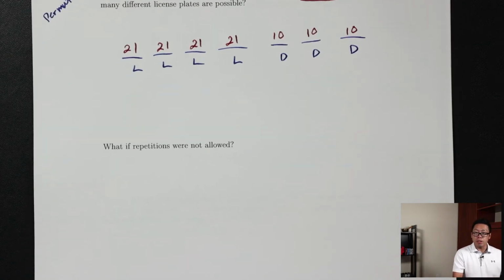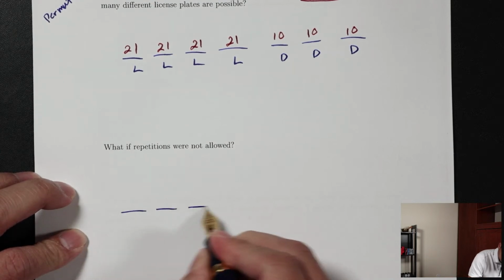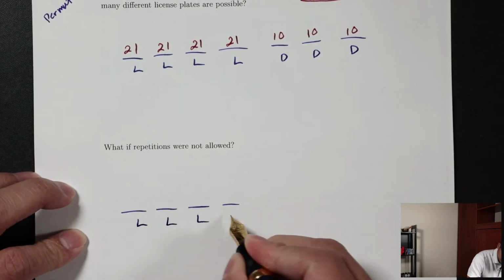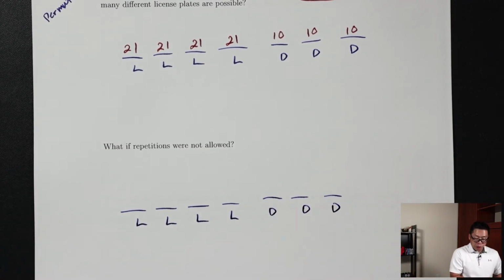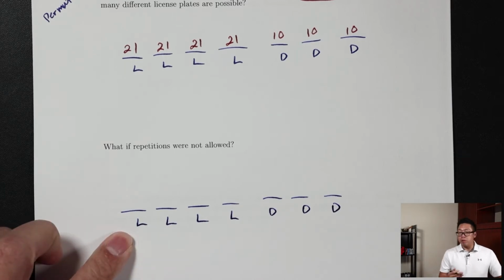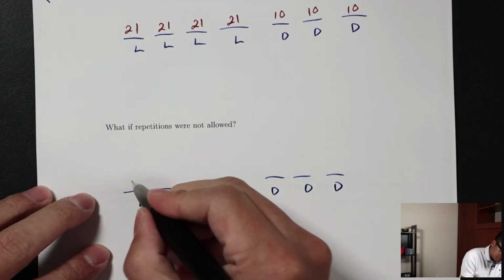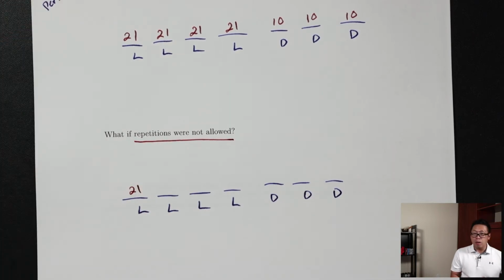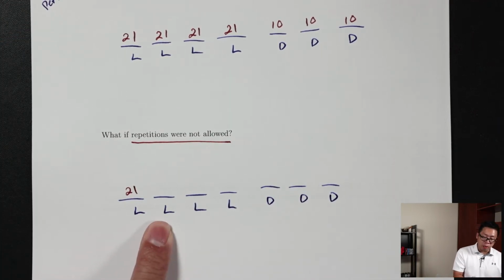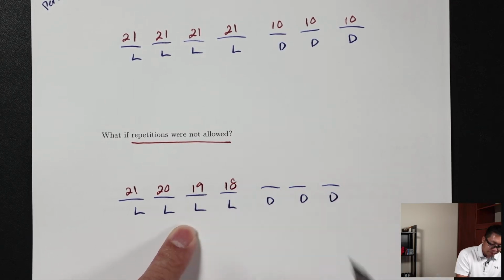Next part, what if repetitions are not allowed? Okay, so same setup. 4 blanks for the letters, 3 for the digits. Same restrictions. So letter A through Z is 26, but we have to remove these 5 letters here. So we have 21 options. Now, because repetitions here are not allowed, we do have to reduce. So 21, but we have to reduce by 1 because we chose 1 letter already. So now we're down to 20, down to 19, down to 18.